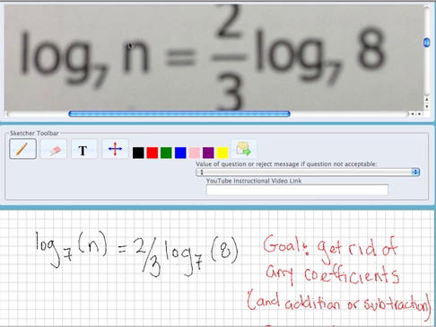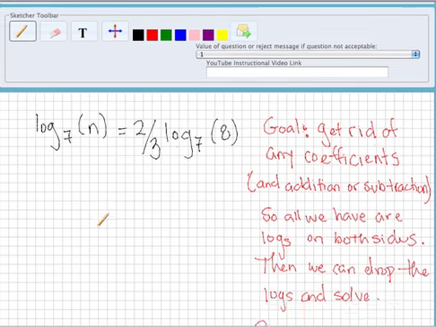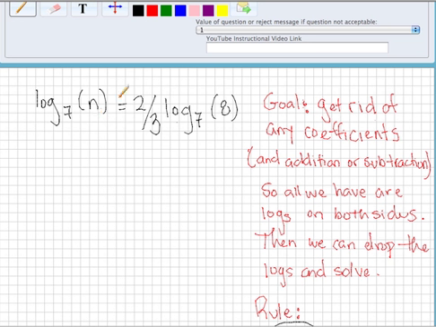So I noticed that they didn't put parentheses around the arguments of these logarithms. That can get kind of confusing. So you'll note that I have put parentheses here. It's just a really good practice to get into to prevent yourself from making any mistakes.